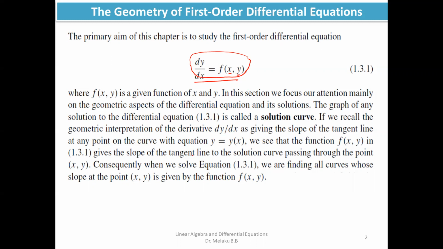If we recall, the geometric interpretation of dy by dx is giving the slope of the tangent line to the curve with equation y is equal to f of x at the point x and y. That is the geometric interpretation of dy by dx. The derivative is simply the slope of the tangent line to a curve y at a point xy.